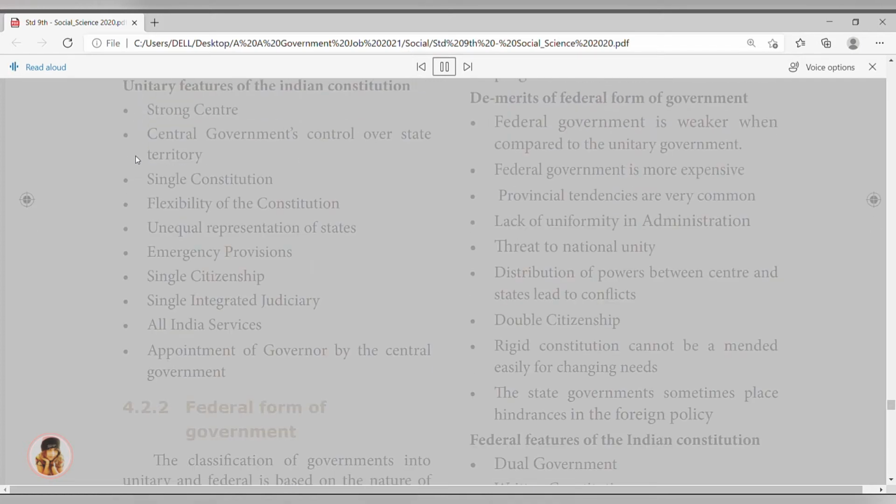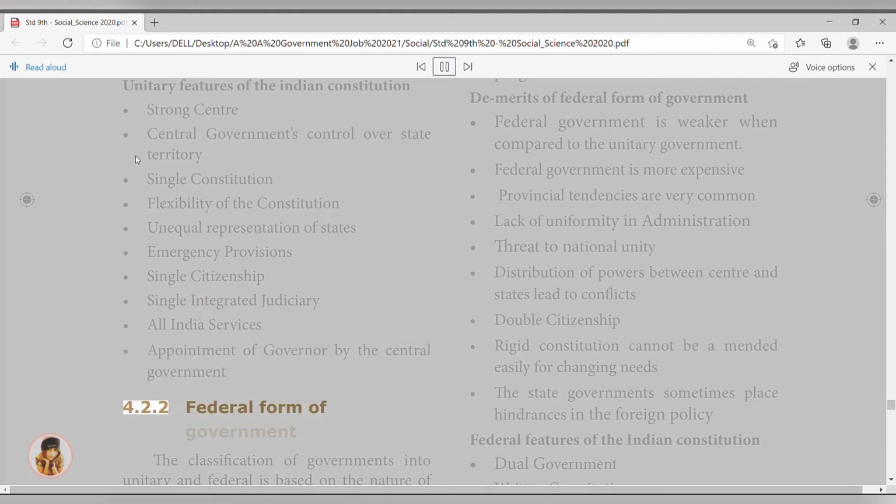Unitary features of the Indian Constitution: strong central government's control over state territory, single constitution, flexibility of the Constitution, unequal representation of states, emergency provisions, single citizenship, single integrated judiciary, all India services, appointment of governor by the central government.